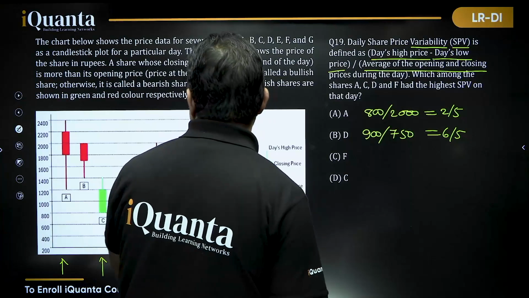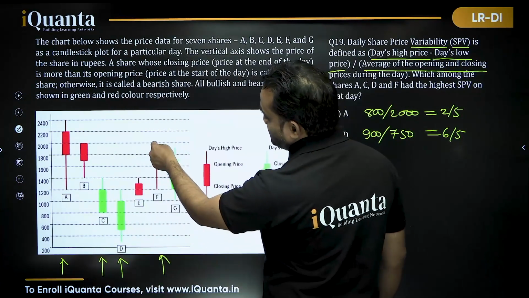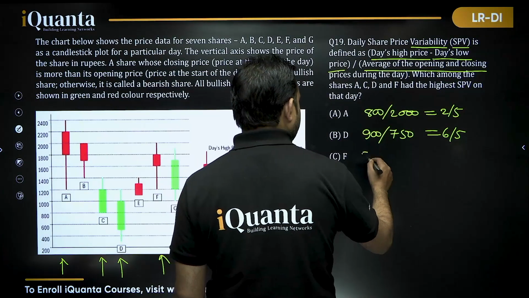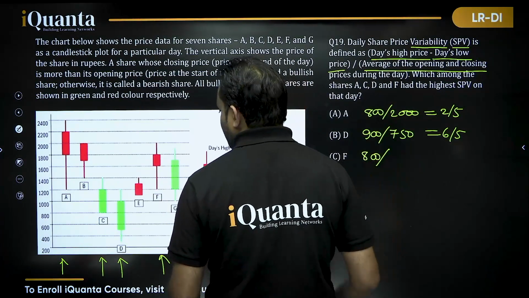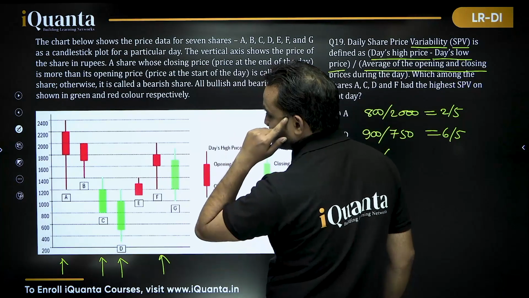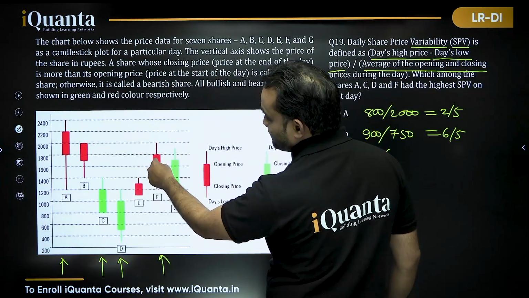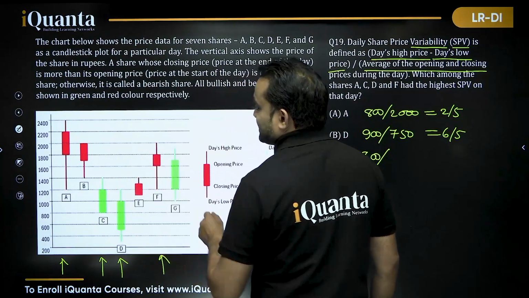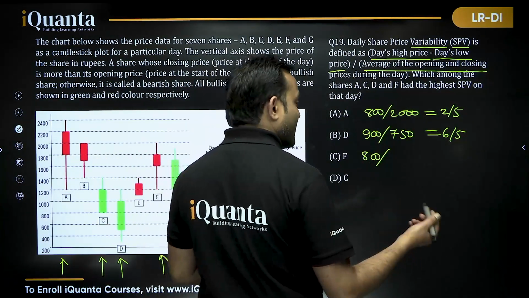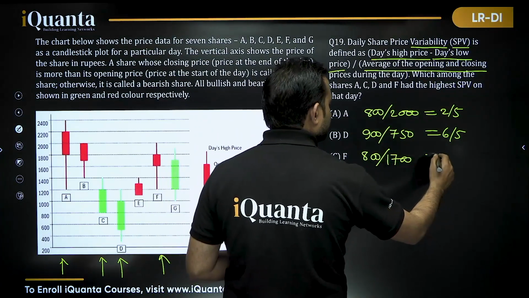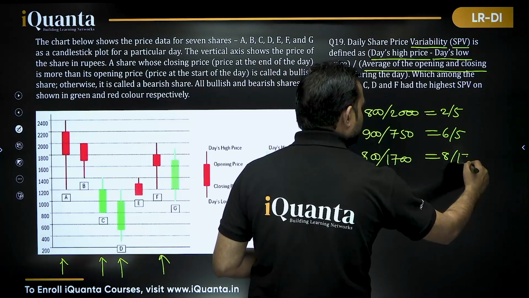Now in case of F, 2000, 1200, the difference is 800 divided by, this is 1800 and this is 1600, right? In case of F, this is F, right? So 1800 plus 1600, 3400 divided by 2, 1700. This is equal to 8 upon 17.